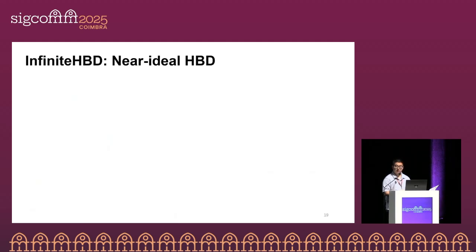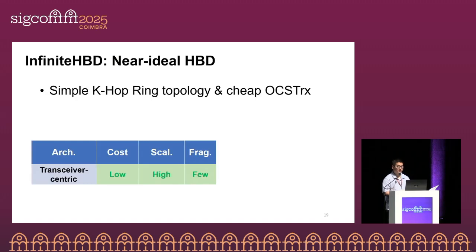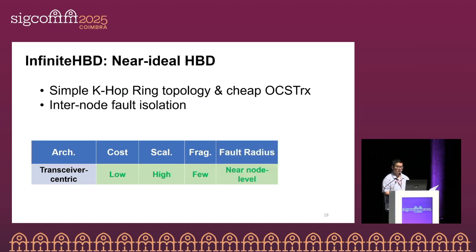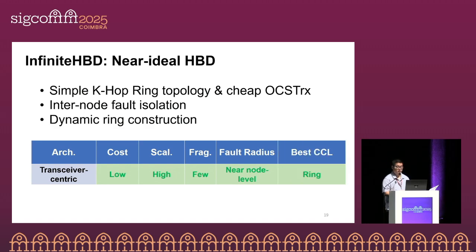These designs bring us very close to a near-ideal HBD. The simple K-ring topology and the cheap OCS transceiver give InfiniteHBD low cost, high scalability, and little fragmentation. The inter-node fault isolation achieves a near node-level fault exposure radius, which is nearly ideal. The dynamic ring construction enables InfiniteHBD to support dynamic TP ring sizes efficiently.